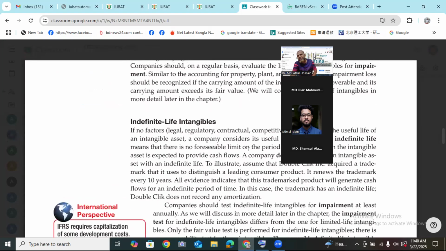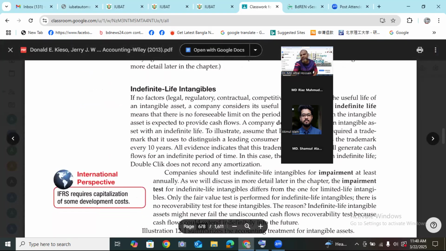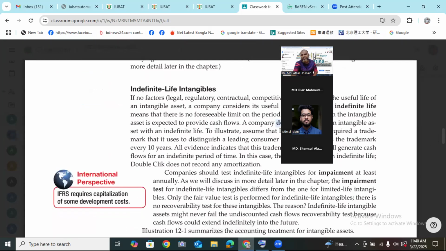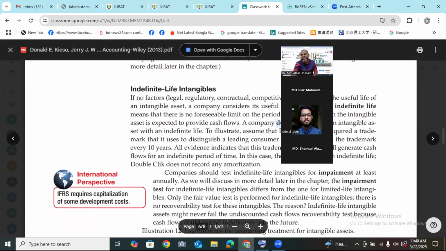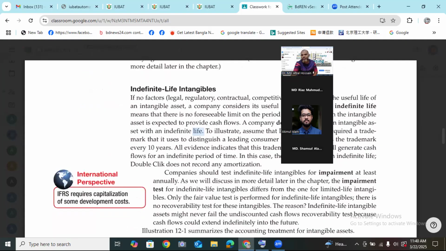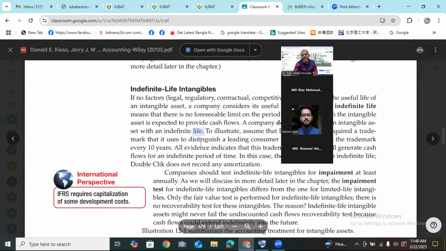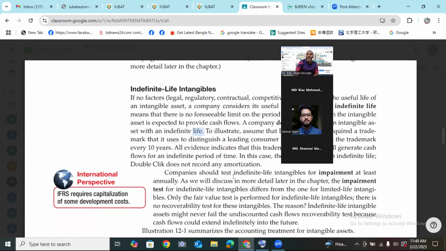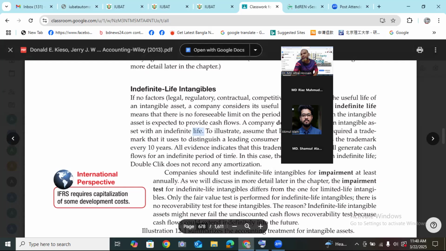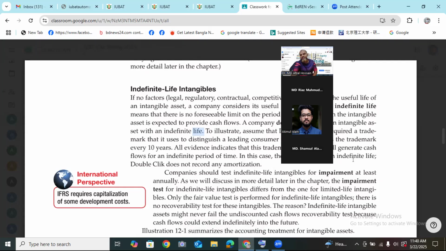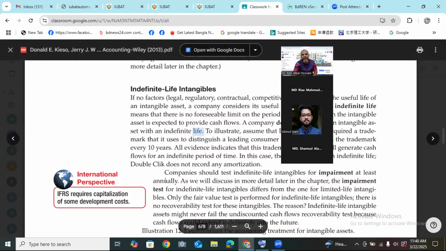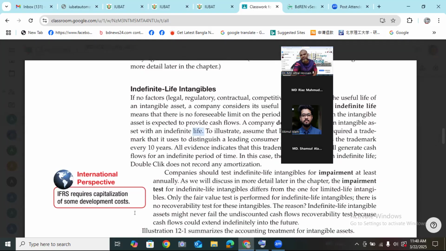Infinite life intangibles are not amortized. A company does not amortize an intangible asset with an infinite life. To illustrate, assume that Double-Click Incorporation acquired a trademark that it uses to distinguish a leading consumer product. It renews the trademark every 10 years. All evidence indicates that this trademark product will generate cash flow for an infinite period of time. In this case, the trademark has an infinite life, and Double-Click does not record amortization.